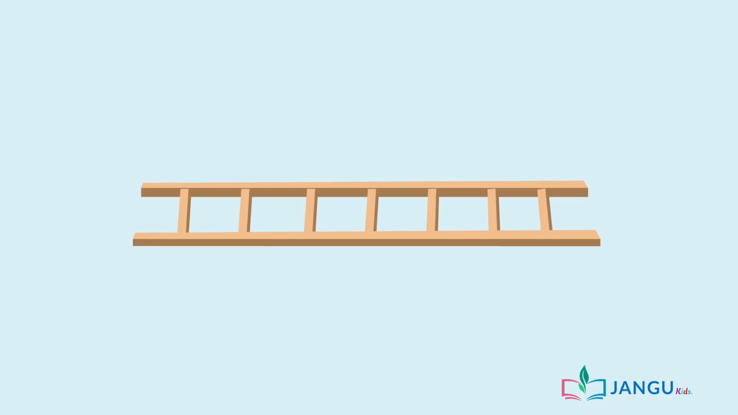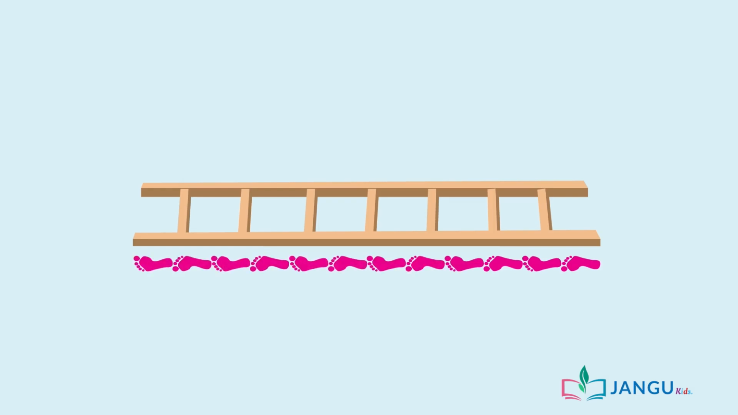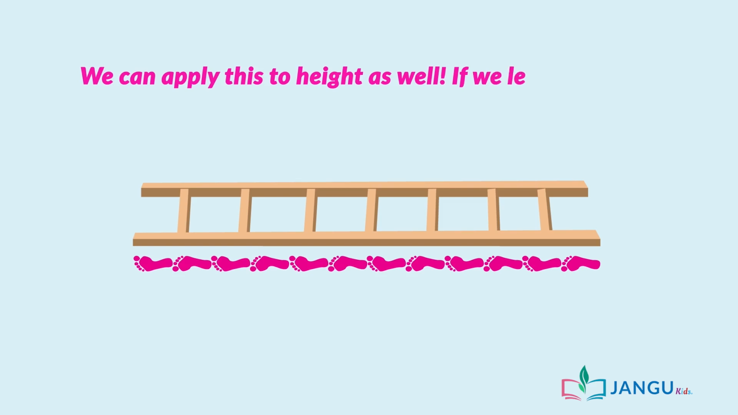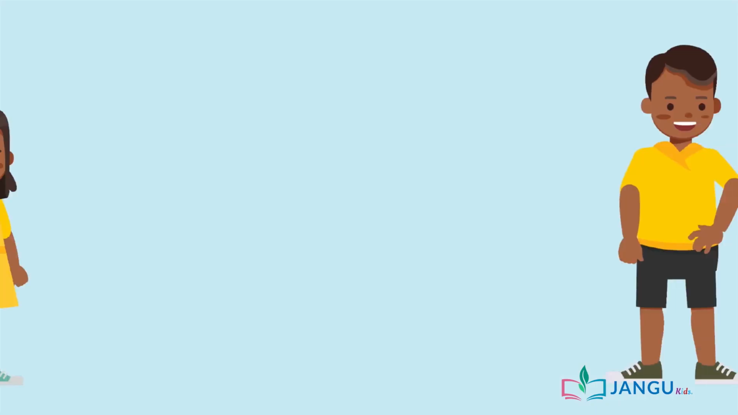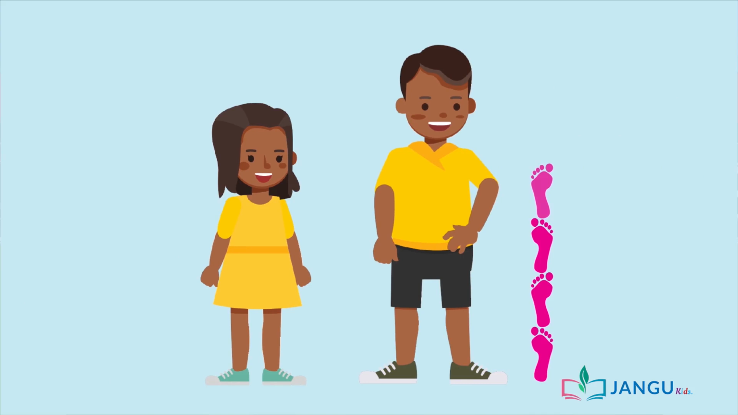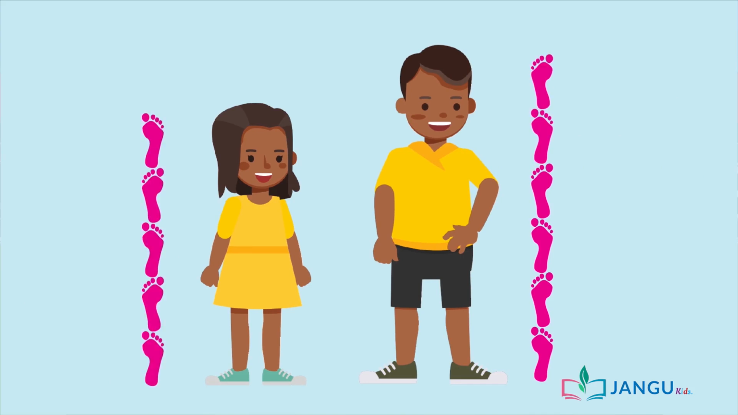Well, if we lay the ladder on the ground and we use our feet to walk in a straight line beside it, the length of the ladder will be equal to 12 steps. We can apply this to height as well. If we lean uprightly on a wall, we can use a shoe to measure how tall we are. For example, Chimezie is 6 feet tall and Adebola is 5 feet tall.